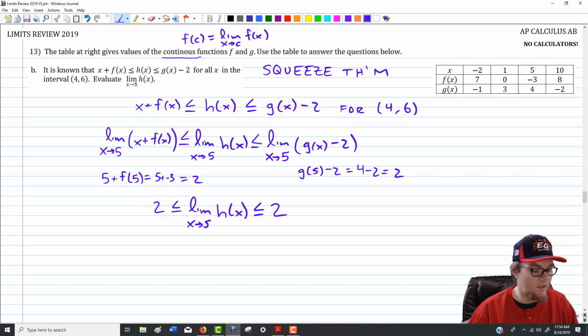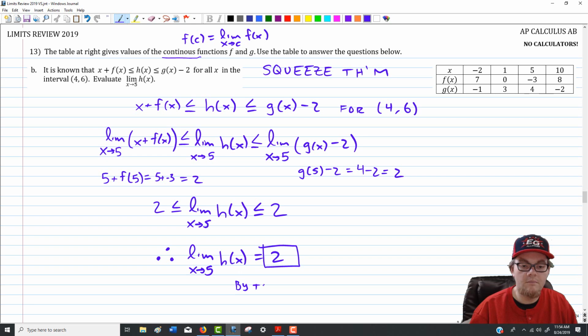So now, if the limit is between 2 and 2, the only possible value, and the value guaranteed by the squeeze theorem, is that the limit will hold the same value. That means the limit as x approaches 5 of h of x is equal to 2. And if you want to say by the squeeze theorem, you can, but you don't have to. You've established all the conditions up above to invoke it, so you're covered. And so there is the squeeze theorem in action.